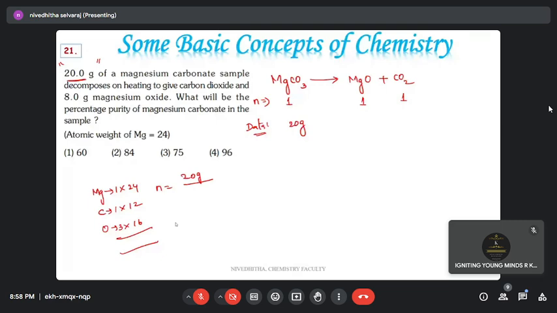Yes, it is 84. Tatvatika's answer is right. So 20 divided by 84 gram per mole will give you the number of moles of magnesium carbonate. So you just calculate and tell me the number of moles of magnesium carbonate. It is 20 divided by 84 gram per mole. Just tell me the approximate value. Approximately we'll get 0.23 something.